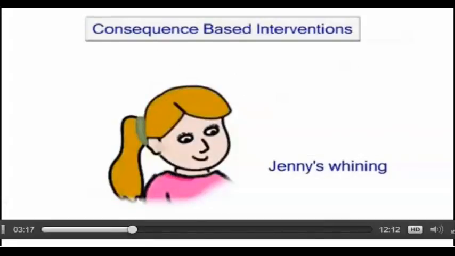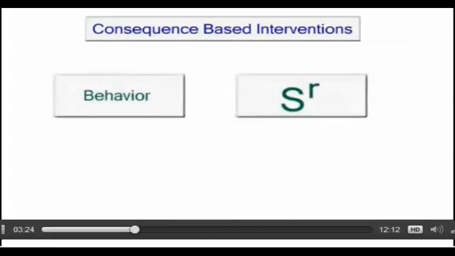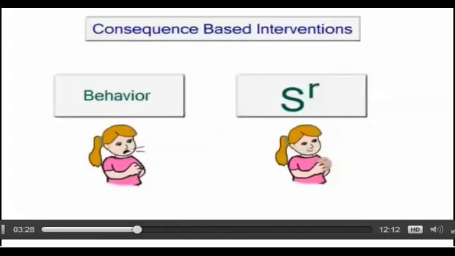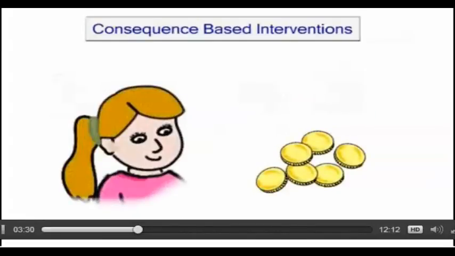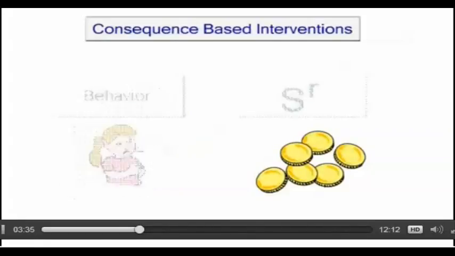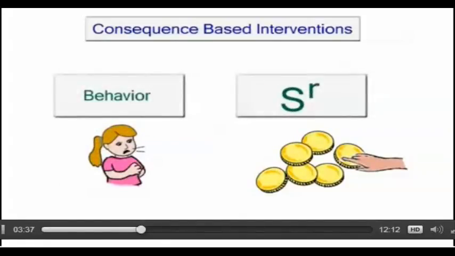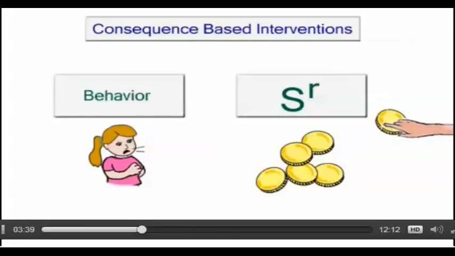Let's look at how an aversive consequence can be applied to decrease Jenny's whining behavior. As you recall, Jenny's whining has been reinforced in the past by access to cookies. During her therapy sessions, Jenny earns tokens that she can use to purchase stickers from her therapist. Each time Jenny whines, the therapist takes one of these tokens away. Following the aversive consequence of losing a token, the problem behavior of whining is less likely to occur.